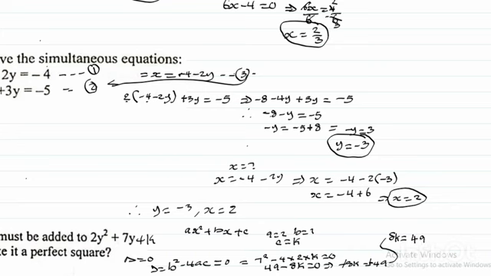To find the value of k, you divide both sides by 8. The 8 cancels this 8 here, so the value of k is equal to 49 divided by 8. So k is equal to 49 over 8. It means that what must be added to 2y squared plus 7y to make it a perfect square is 49 over 8. So that is the solution to this question.